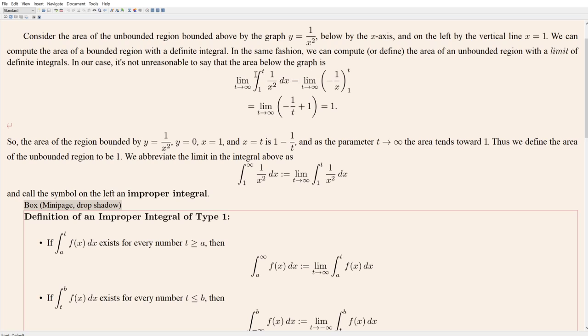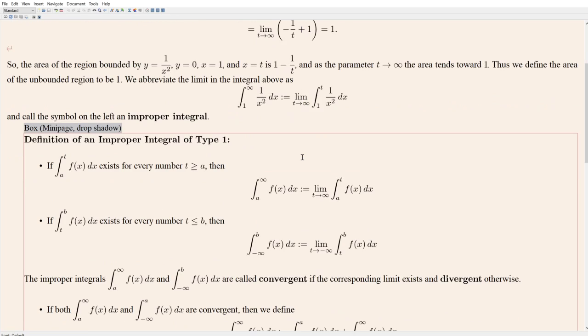So, we can abbreviate this limit as being an integral from 1 to infinity. It's as if we are integrating over an infinite interval, the interval from 1 to positive infinity. And indeed, this is how we're going to interpret this symbol moving forward. When there is an infinity in the upper limit of an integral, all that means is that we are replacing this with some parameter, call it t, and then taking the limit as t approaches infinity.